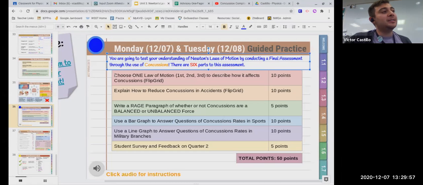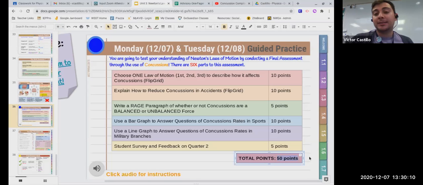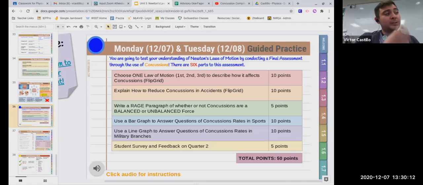As you can see, this table breaks down the parts. Here are different parts of the assessment. Here are the point values for each of these assessments. And here on the bottom right is the number of total points for this assessment. So this will give you a good chance to bring that grade up. So make sure you take this very seriously.